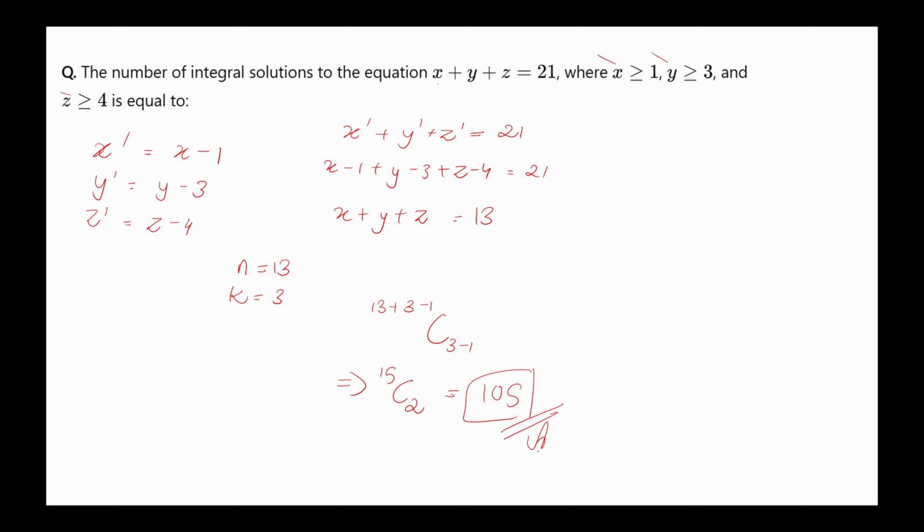This is our answer. So these are the total number of integral solutions in which this equation would be satisfied given these conditions. Had these conditions not been given to us, we could have directly applied the formula with taking n as 21. So keep these things in mind.